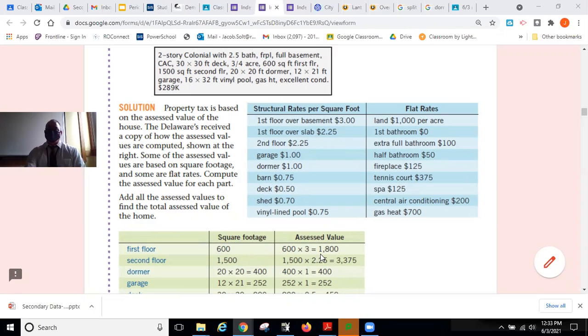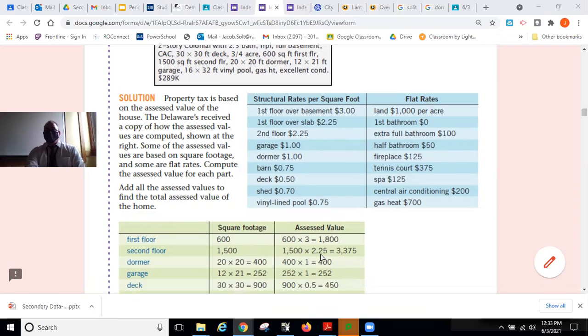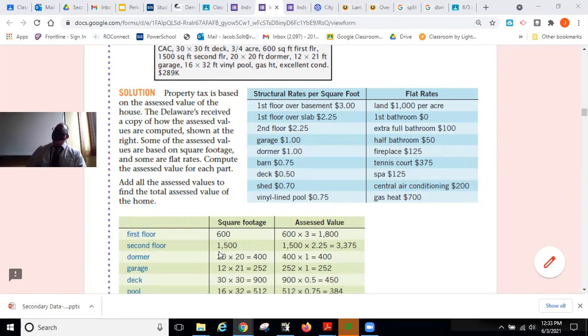Hold on, we're not done adding all these up yet. Now the second floor. Remember, they had 1,500 square foot of second floor. Again, mushroom house. They're getting charged $2.25 per square foot of second floor. So 1,500 times $2.25, they got to pay $3,375 for their second floor.